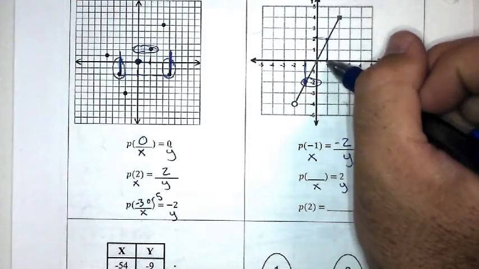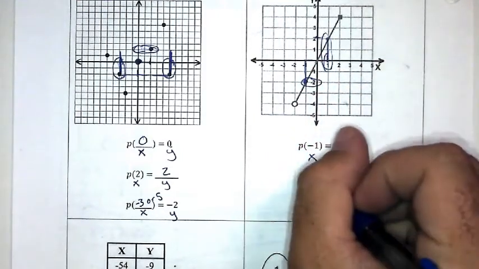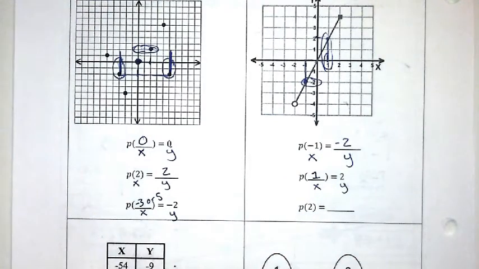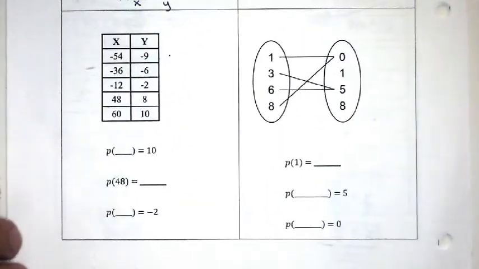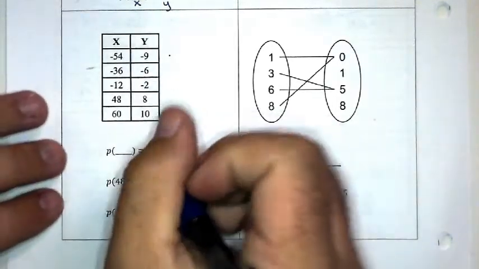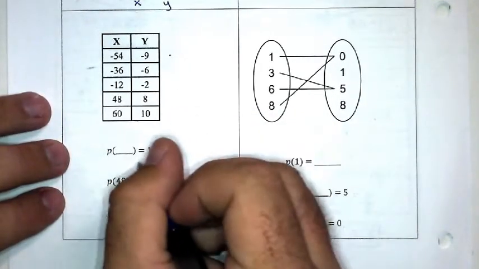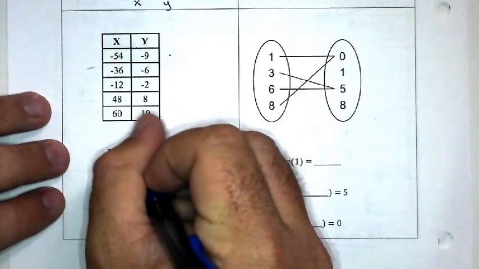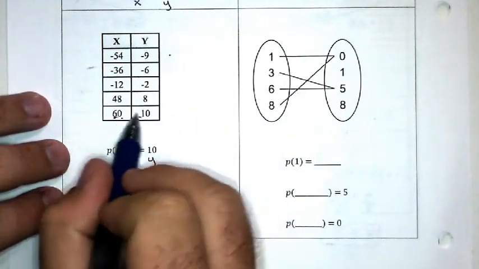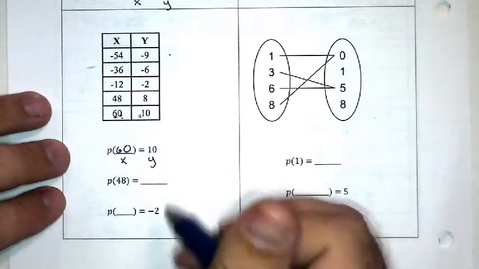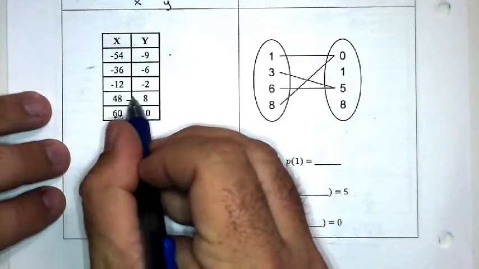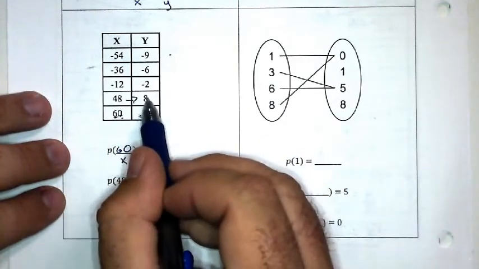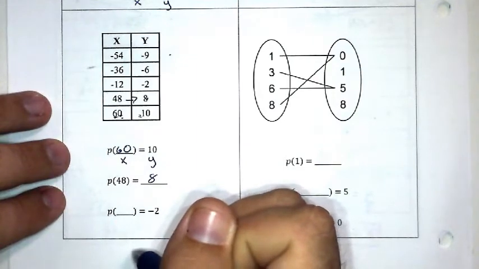Here comes the easy part. A table. Tables are so easy. Okay? When y is 10, what's my x value? 60. It's literally right there. When x is 48, what's the y value? 8. It's literally right there. When y was -2, what was the x? So easy. Tables are easy.